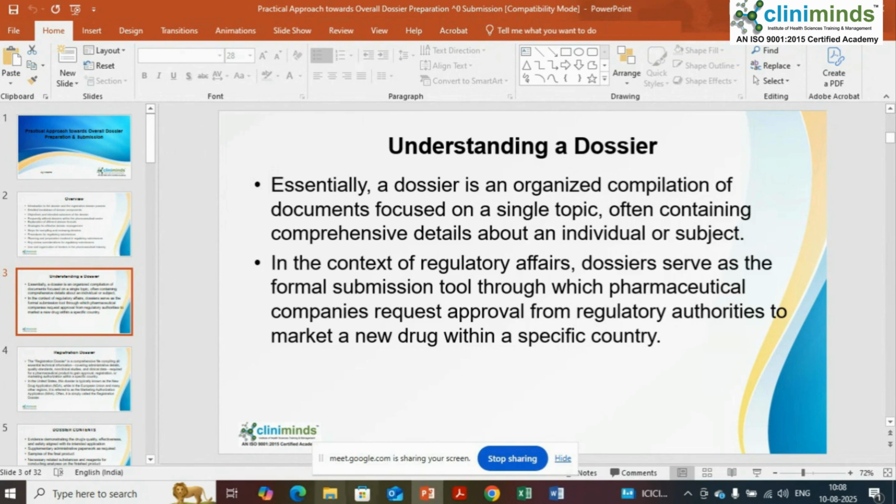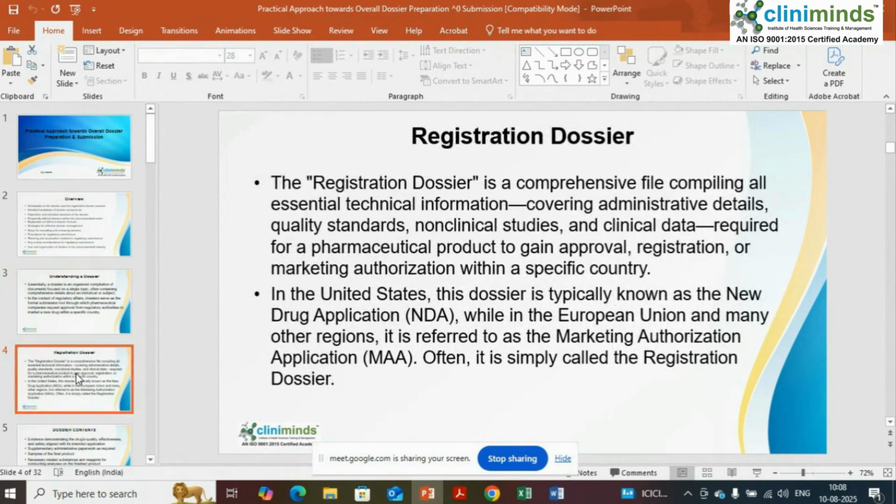And moving to next, the registration dossier. Why is the registration dossier required? It's a comprehensive file compiling all the essential technical information, covering administrative details, quality standards, non-clinical studies, and clinical data required for pharmaceutical products to gain approval and registration, the marketing authorization within the specific country.